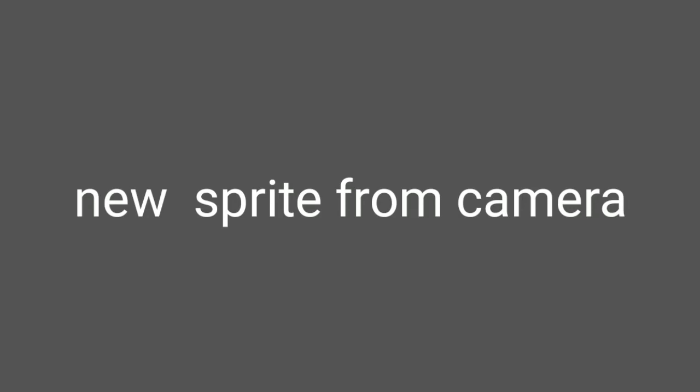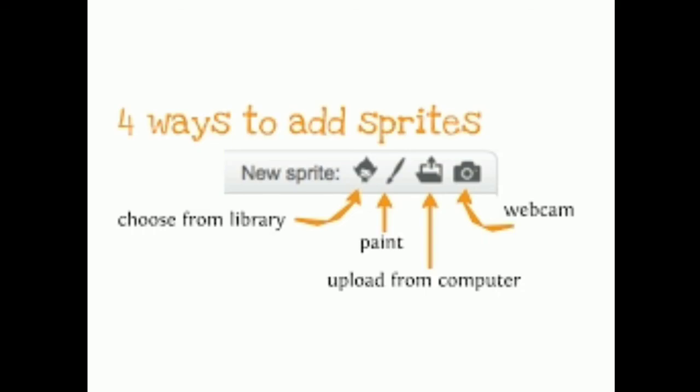Now moving on to the fourth method, that is adding a new sprite from camera. For that, first you have to click on the fourth button which is present in the new sprite section. This fourth button is provided for choosing a new sprite from camera. The only concern about this method is that your computer system should have a camera. Only then will we be able to add a new sprite by using camera.